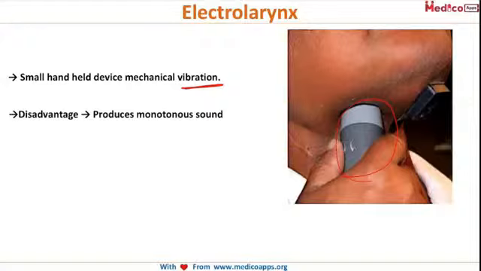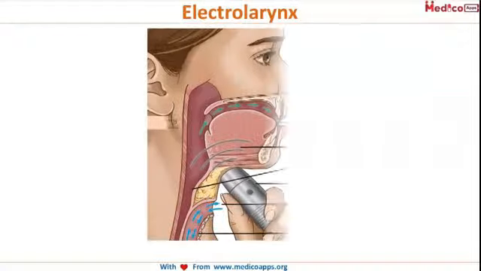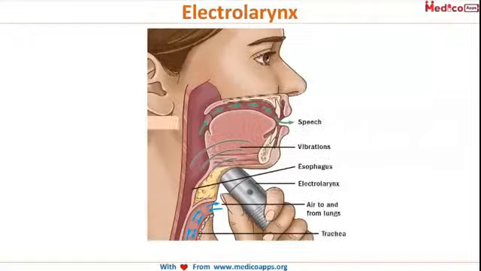The disadvantage is that there is only one tone of voice that is produced, that it is monotonous. He cannot vary the tone of his voice. That is the disadvantage of the handheld device. Now, as you can see over here, this handheld device is held, vibrated, and hence produces the speech. Because of its disadvantage, the next modality that is chosen is the esophageal speech.